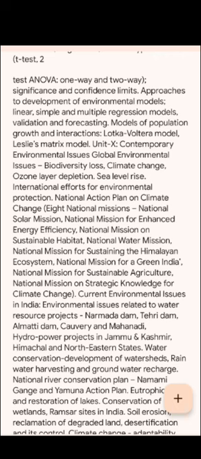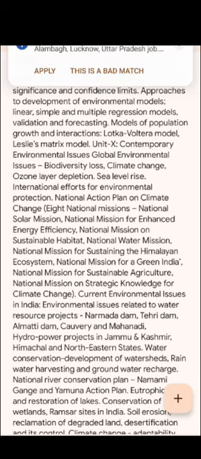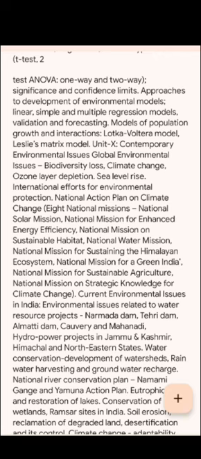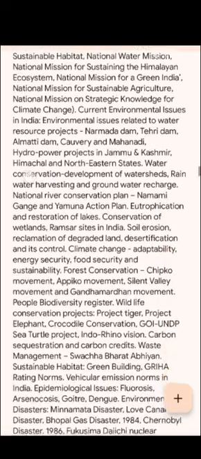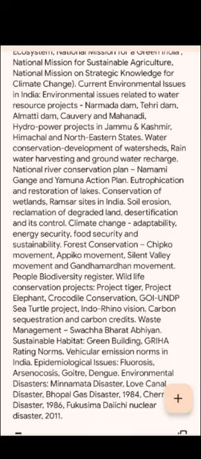National Action Plan on Climate Change, 8 national missions: National Solar Mission, National Mission for Enhanced Energy Efficiency, National Mission on Sustainable Habitat, National Water Mission, National Mission for Sustaining the Himalayan Ecosystem, National Mission for a Green India, National Mission for Sustainable Agriculture, National Mission on Strategic Knowledge for Climate Change.